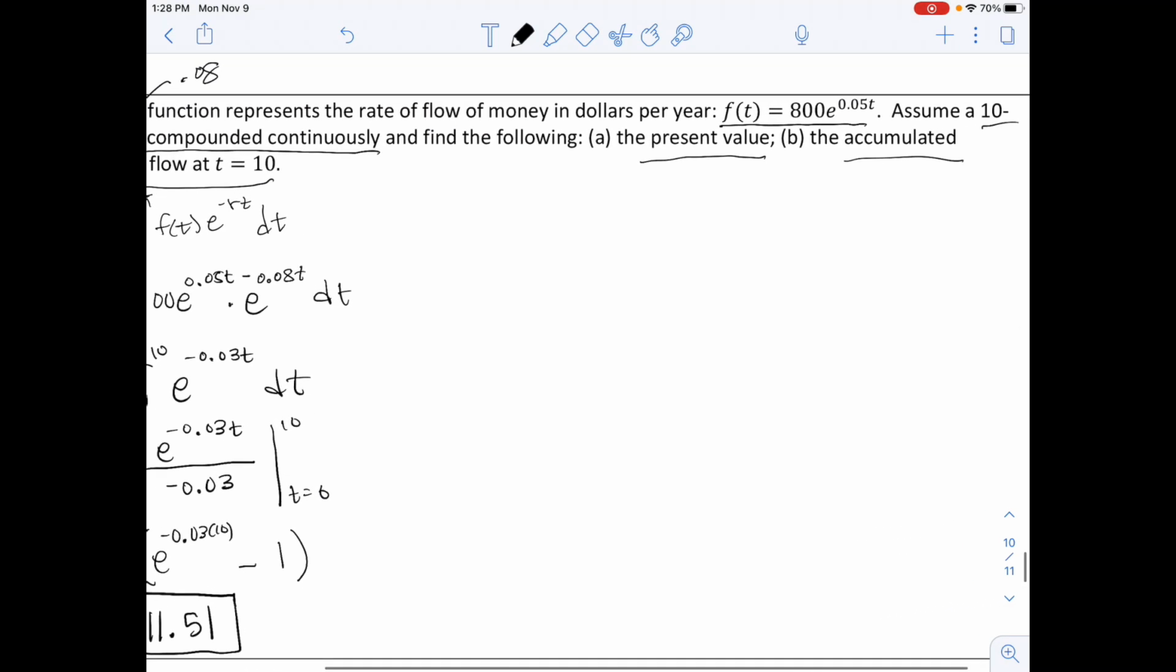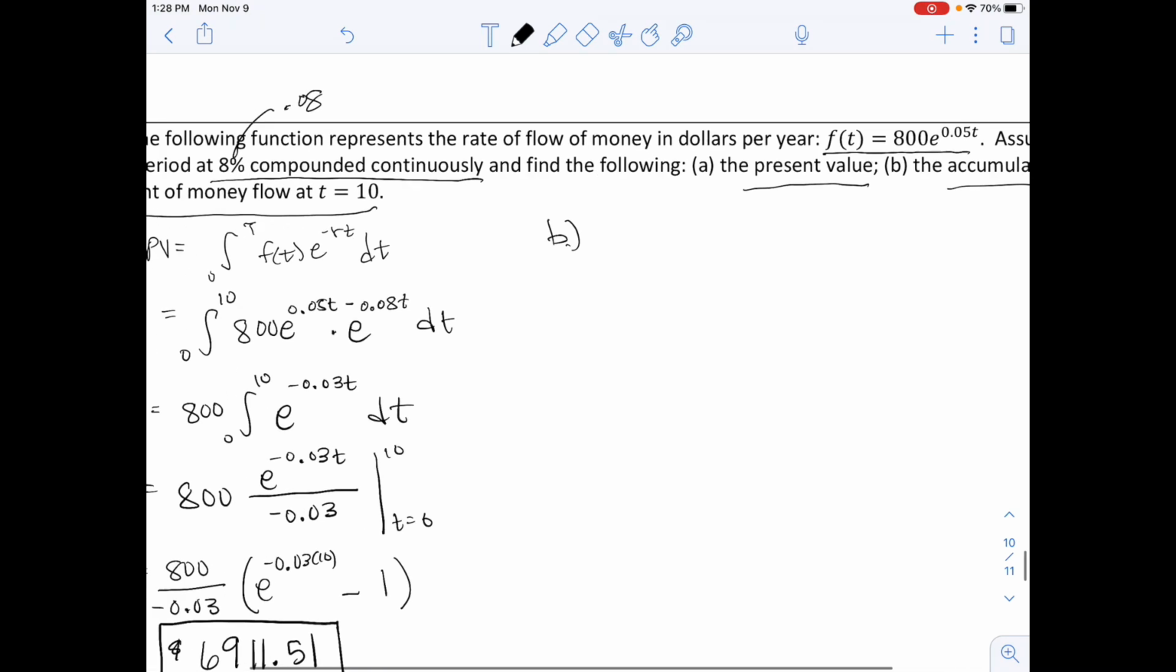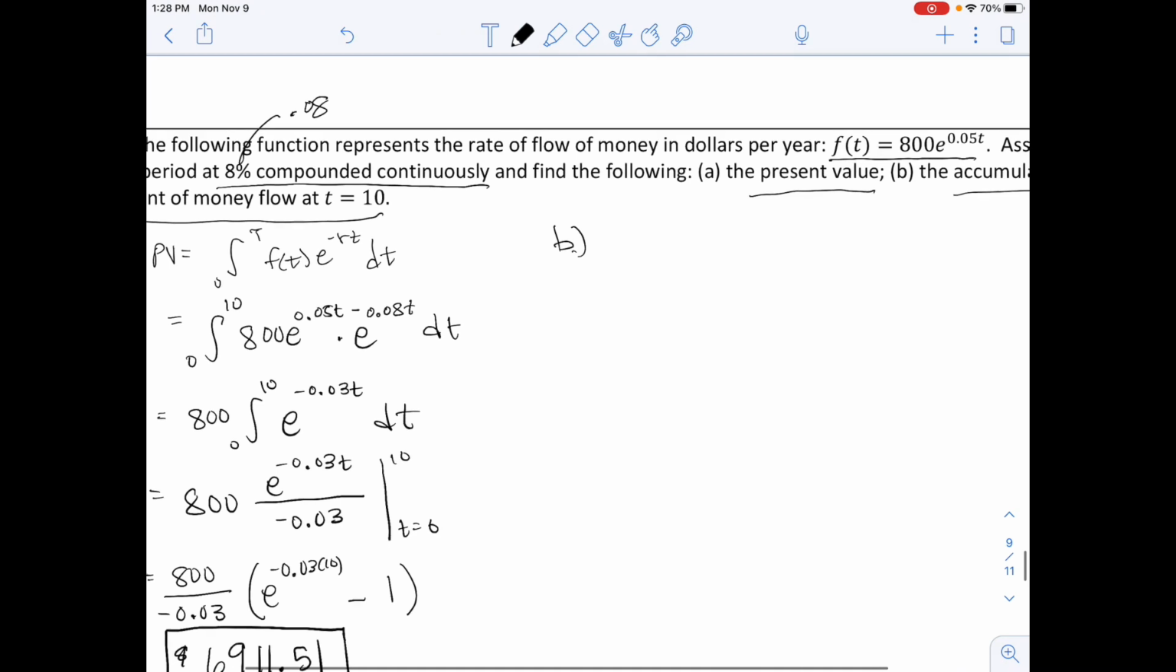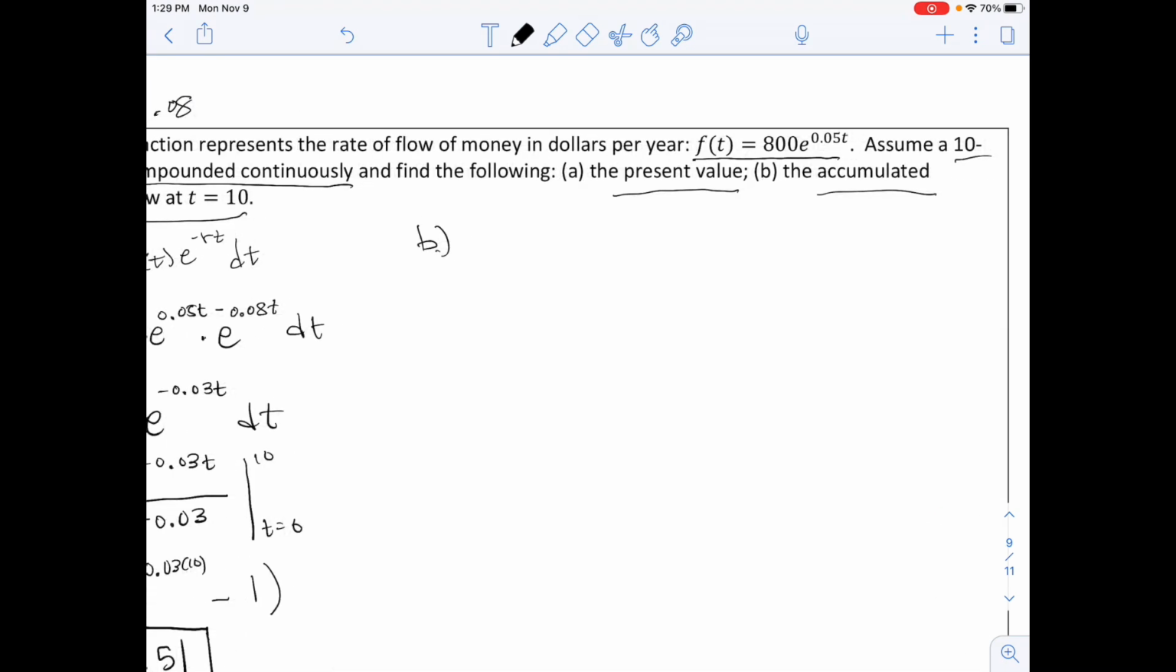Part B is asking for your accumulated amount of money flow at time t equals 10 years. So the accumulated money flow is A equals e to the RT times the integral from 0 to t of F of t, e to the negative RT dt. And again, that is listed up above.